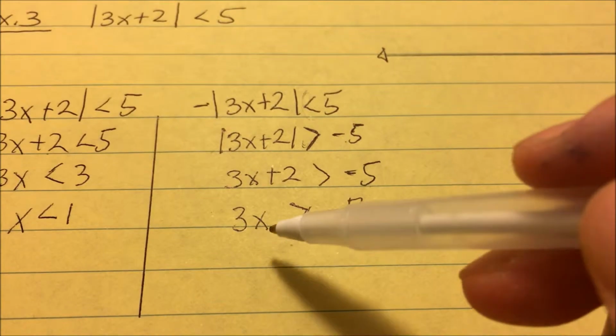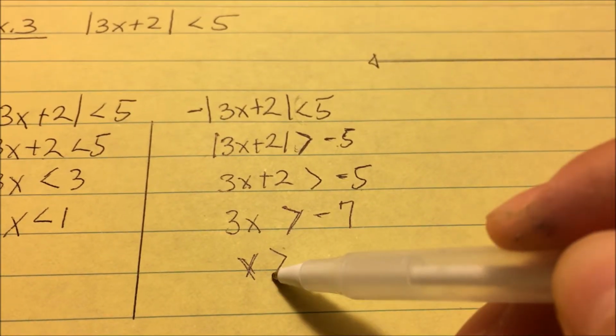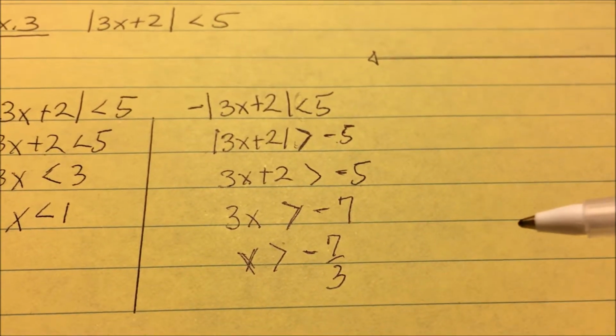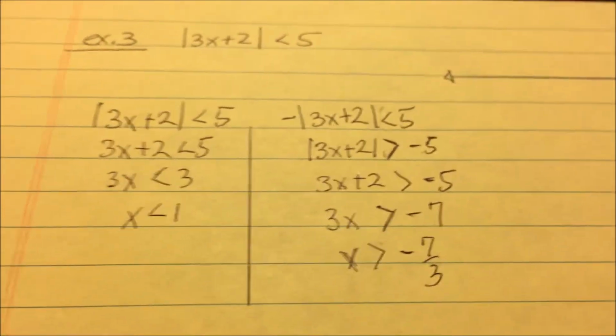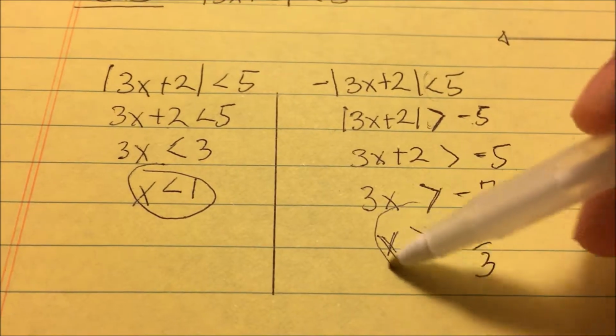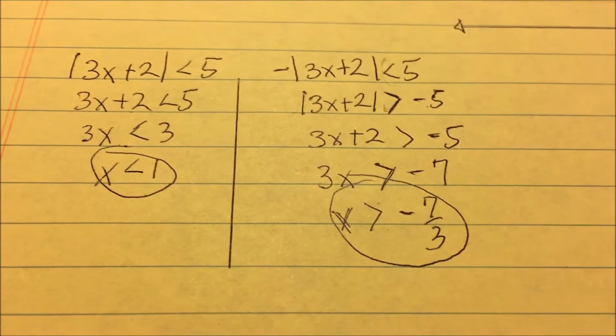Okay? Then we divide by 3 on both sides. So since 3 is still positive, that means I would still continue my greater than symbol right here. 7 over 3 like that. Okay? So I have then our 2 answers. One is x equal to or greater than negative 7 over 3. And the other one was x is less than 1.